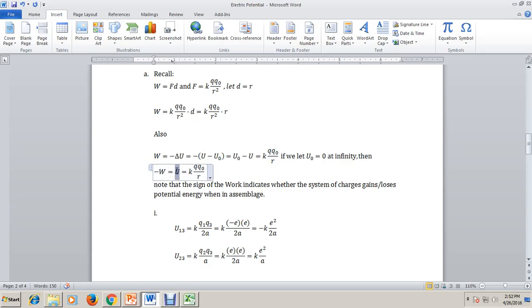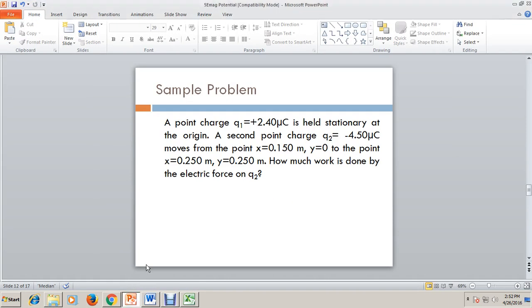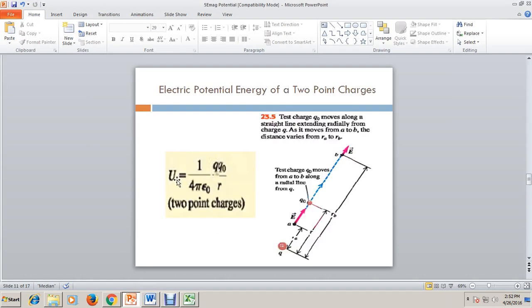So notice that here appears the form of the equation that was presented a while ago. This is U is equal to K Q Q sub O over R. Remember, our Q represents our source charge, our Q sub O represents our test charge, and R is the distance between Q and Q sub O.